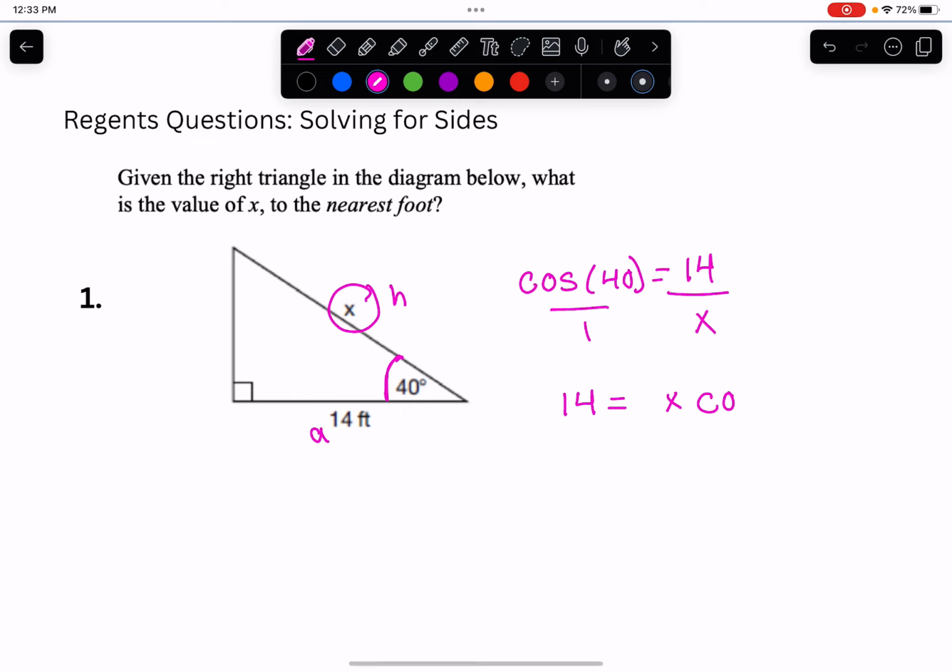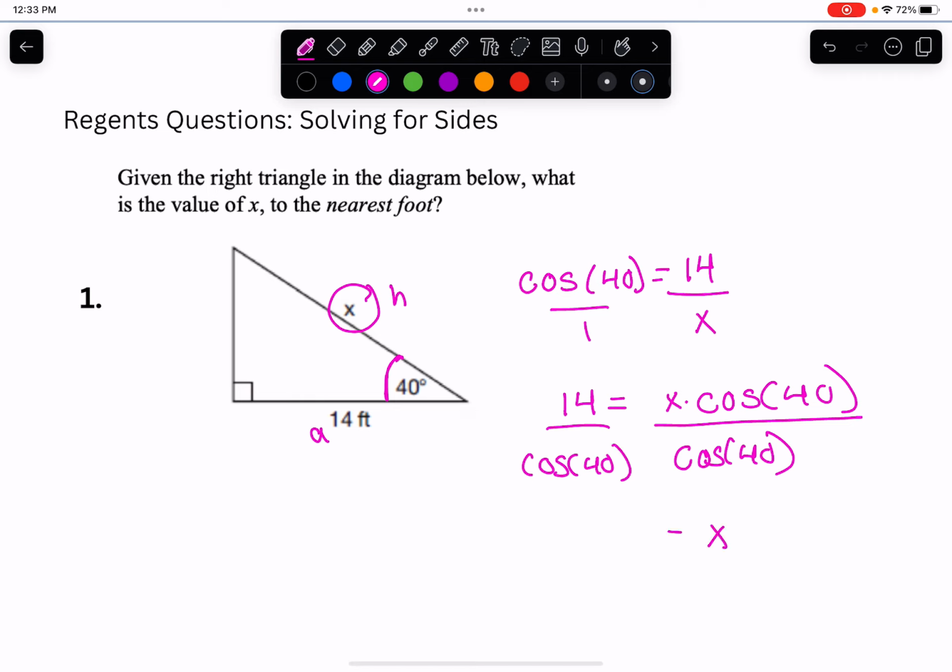Here I see that when I cross multiply, 14 equals x times cosine of 40. Now cosine of 40 is just a number, so I'm going to divide both sides by it in order to get my x value. So we do 14 divided by cosine of 40. We get 18.2757..., and it's asking for the nearest foot. So in this case, we're going to round it to 18 feet.